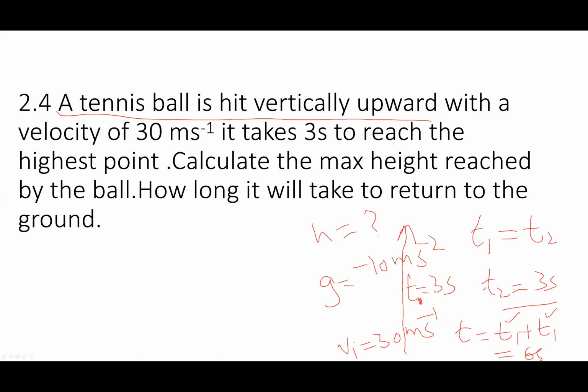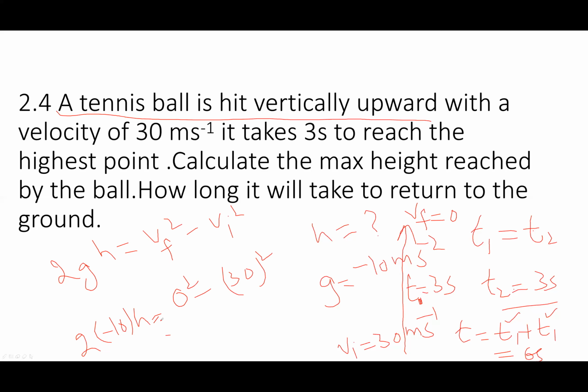Calculate the maximum height reached by the ball. For this we will use the third equation of motion: 2gh is equal to v square minus vi square. The final velocity will be 0. When a body is thrown upward, its final velocity is 0. So 0 square minus 30 meter per second whole square, and 2 multiplied by minus 10 and h.